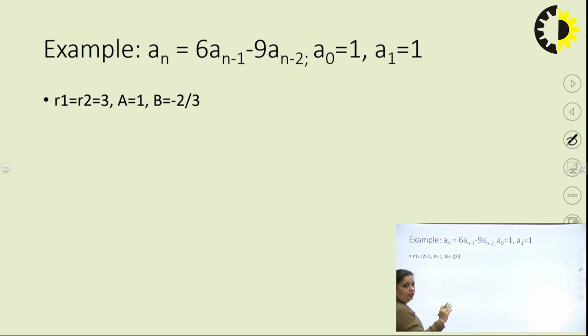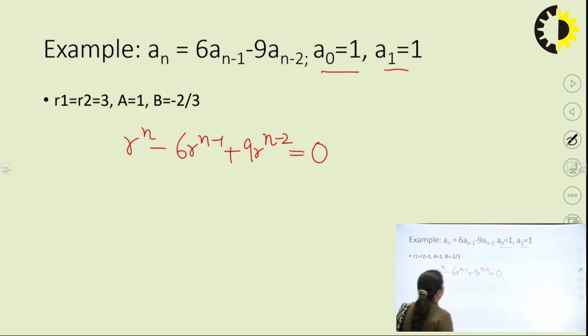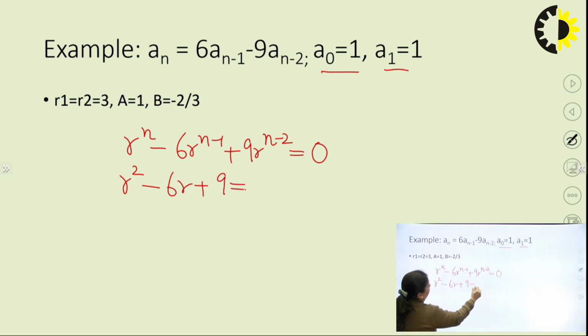First of all, we will convert this equation to r format. So it becomes r^n minus 6r^(n-1) plus 9r^(n-2) equal to 0. Then I have these two initial values given to me. Once I have converted the equation to r format, I will divide the entire equation by the lowest power of r, that is r^(n-2). So I will get r^2 minus 6r plus 9 equal to 0.